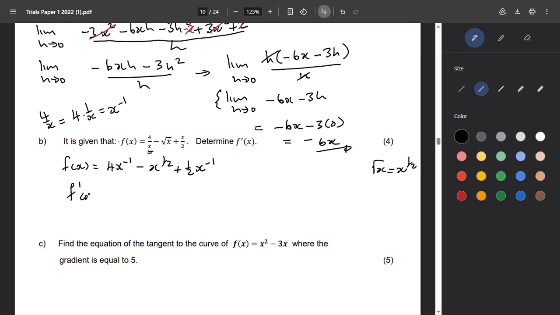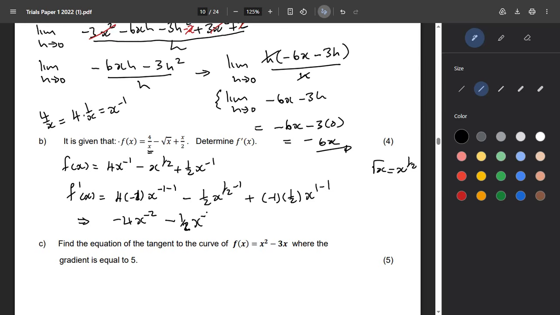To find the f prime, the minus 1 comes down to be multiplying with 4x to the power minus 1, with minus 1 on top, and then minus the 1 over 2 comes down, and then on top with minus 1, then plus the negative 1 comes down to multiply the 1 over 2. On top we need to subtract 1. So this gives us the answer of minus 4x to the negative 2, and then minus 1 over 2 on top, 1 over 2 minus 1, that's like minus 1 over 2.